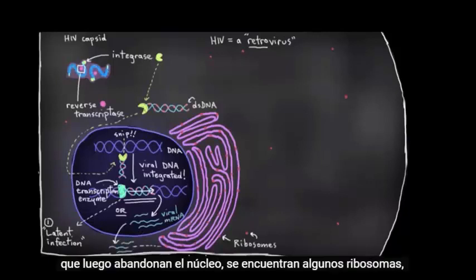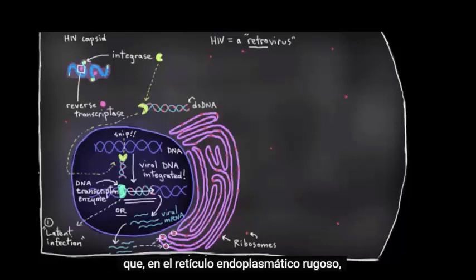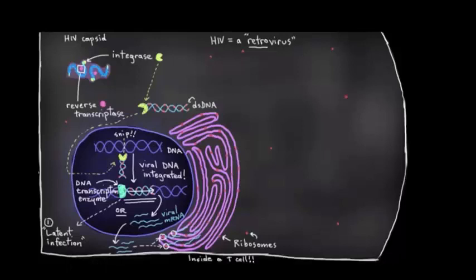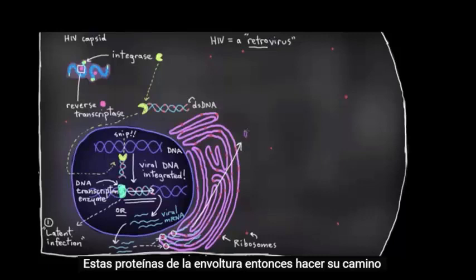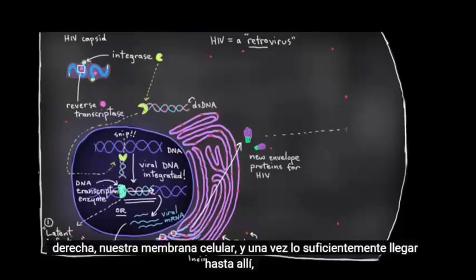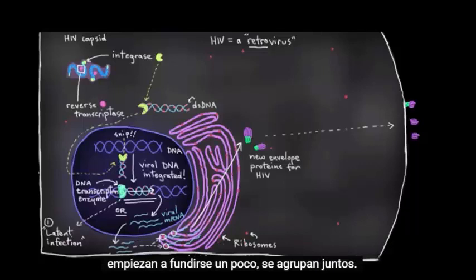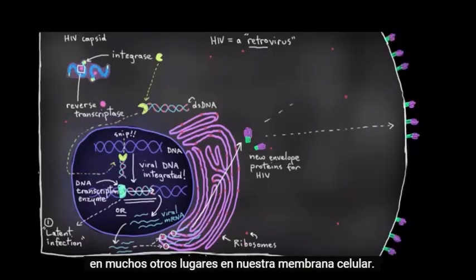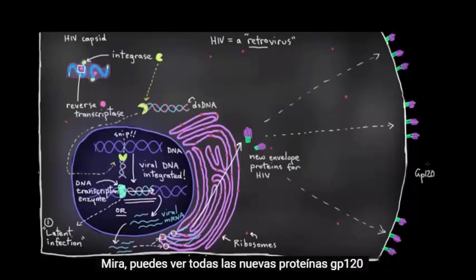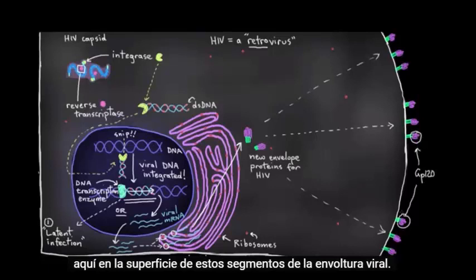They find some ribosomes, say on the rough endoplasmic reticulum, and they start to use the ribosomes to make proteins, like new envelope proteins, for example. These envelope proteins will then make their way through our endoplasmic reticulum, head up toward the cell surface, right, our cell membrane, and once enough get up there, they start to coalesce a bit, they cluster together. And this is actually happening in a lot of other places on our cell membrane. So you can see all the new GP120 proteins here on the surface of these viral envelope segments.